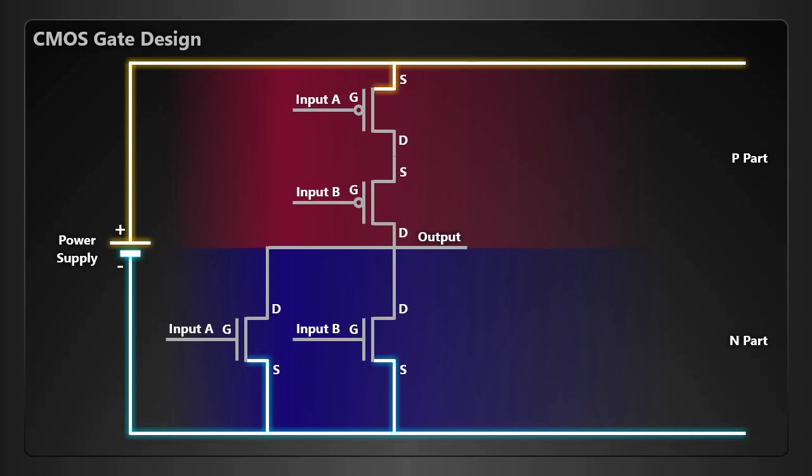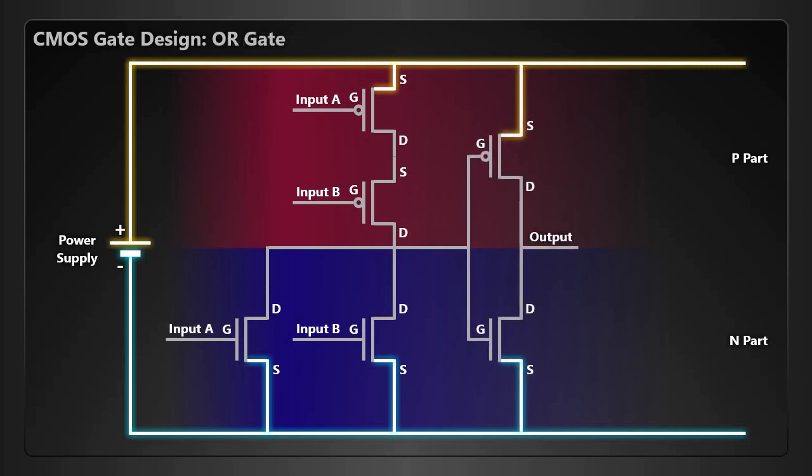If both inputs are low, the N part will be off, while the P part will be activated, pulling our output high. Of course, since we are designing in CMOS, our resulting gate is a NOR one instead of the OR gate we are aiming for. To make it an OR gate, we put again an inverter at its output.